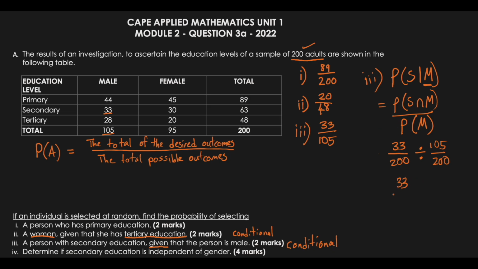So then we have 33 over 200 times 200 over 105. So the 200 will cancel out and we'll be left with 33 over 105, similar to what we got here.